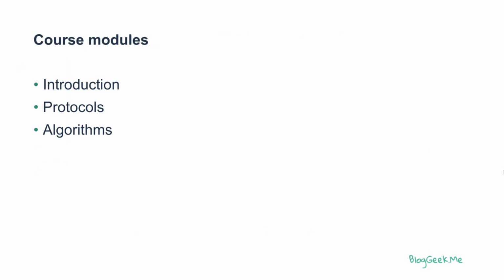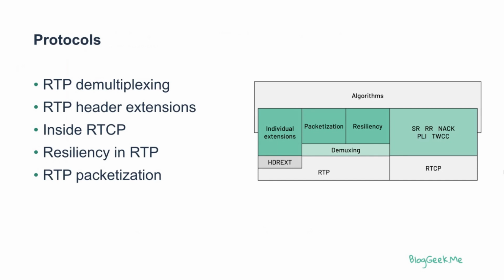In terms of course modules, they are split into three. There is this introduction, and then we're going to look at the protocols and the algorithms. As Fippo said, in the protocols part, we're going to look at the multiplexing, at header extensions for RTP. We're going to look inside RTCP and what happens there. We're going to look at the resiliency of RTP and RTP packetization.